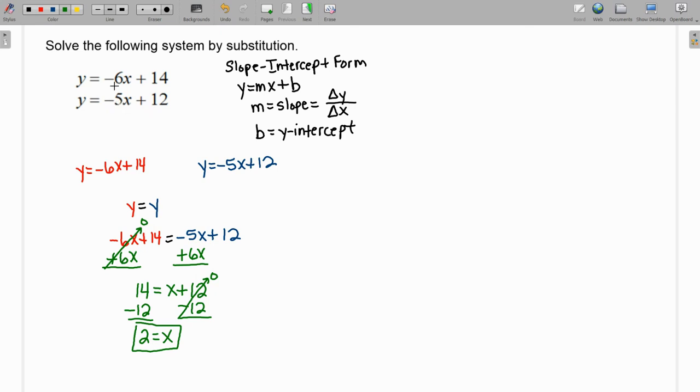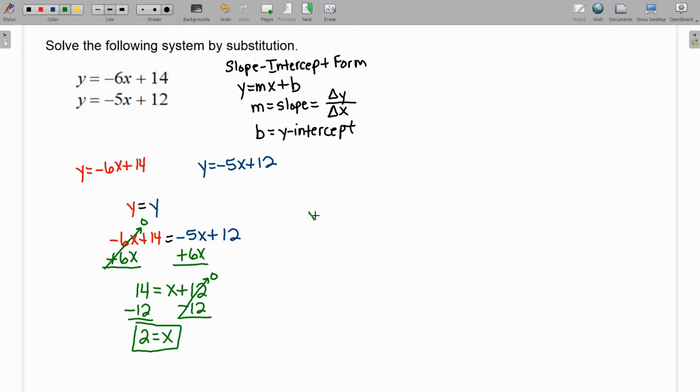Looking at these two equations, I have a negative 6 and negative 5. I'm kind of leaning towards this equation now because I just have a smaller number to deal with, negative 5. Looking at the constant terms, that's going to give me a little bit more of an indication. So I have a larger number here with 14, smaller number here with 12. So I'm definitely going to use that second equation there.